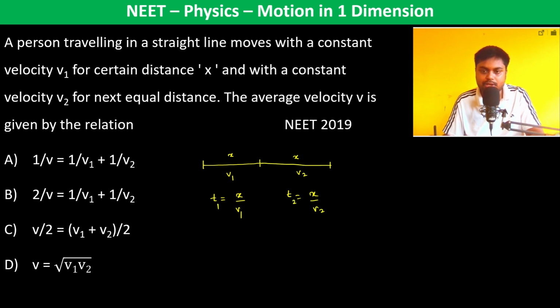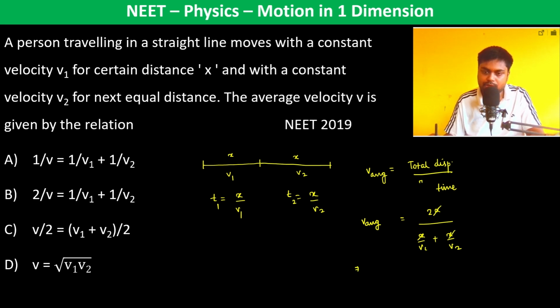The average velocity is, so velocity average is going to be total distance or displacement divided by total time taken, which is equal to 2x divided by the time taken, which is x by v1 plus x by v2. So this is v average. Now x is gone, so we take this to this side. So 1 by v1 plus 1 by v2 is equal to 2 upon v average. Therefore B is going to be the answer.